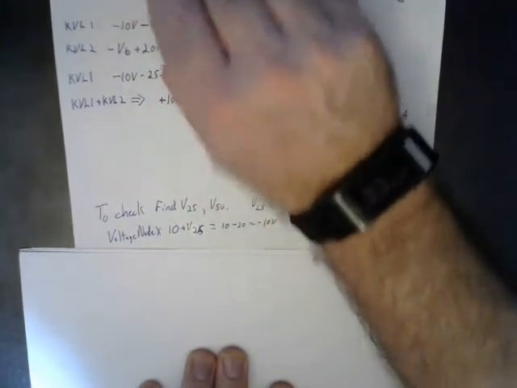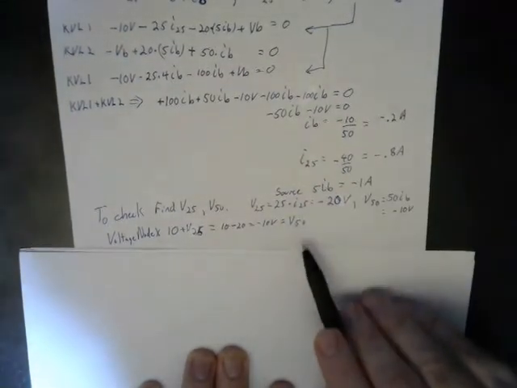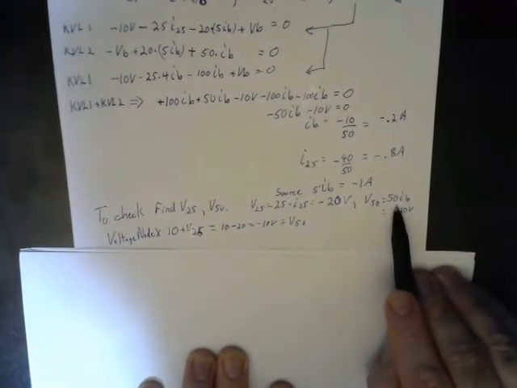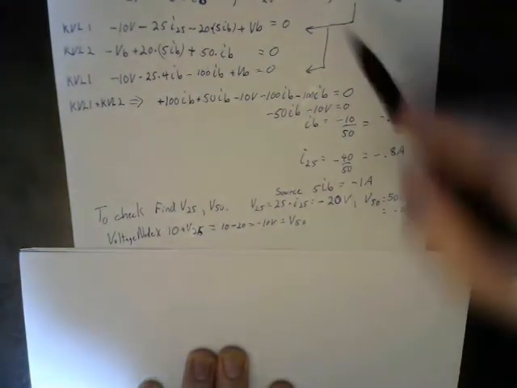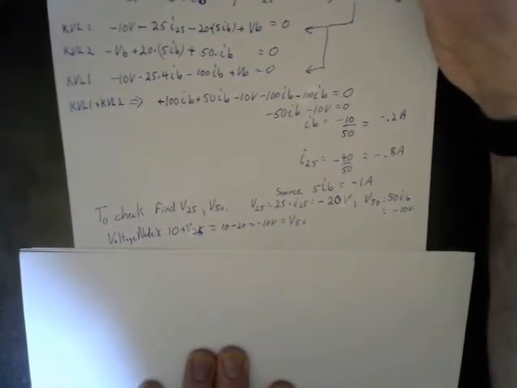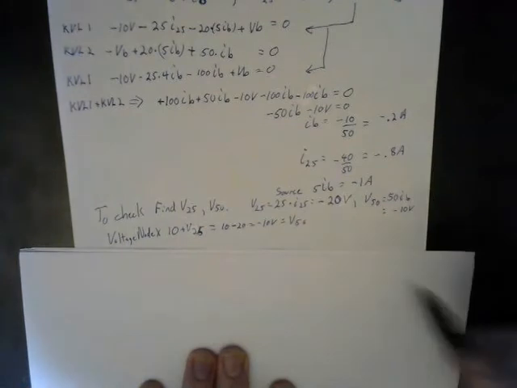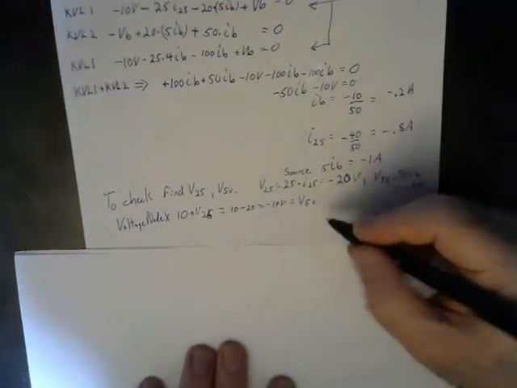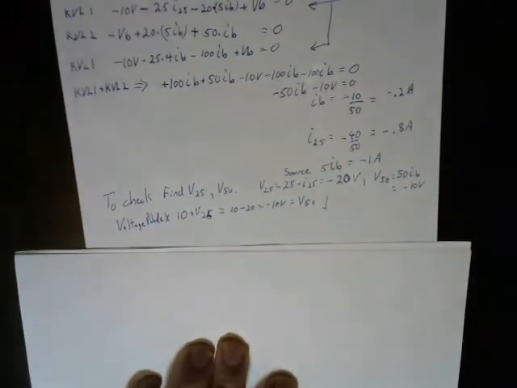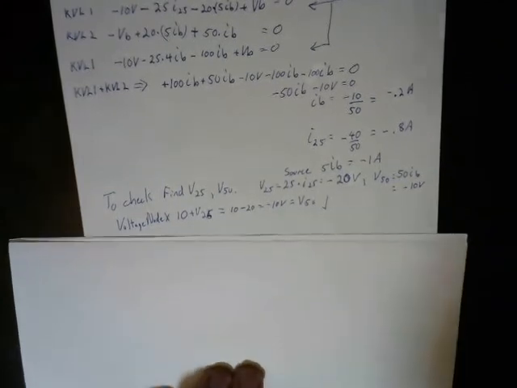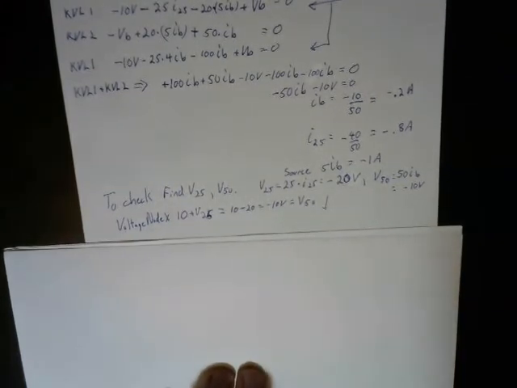That's negative 10 volts from here to here. So it's a drop of negative 10. And V50 is 50 IB, which is negative 10 volts. So that's also a drop of negative 10 volts from here to here. So it's a drop of negative 10 volts, otherwise known as a rise of 10 volts. And they equal each other, and that checks your answer. Okay, so that's the second example. That's all I got on that one. Thank you.